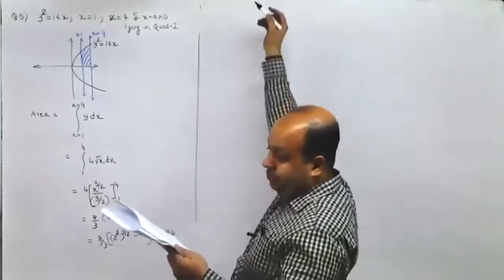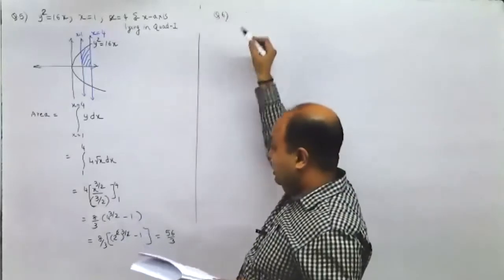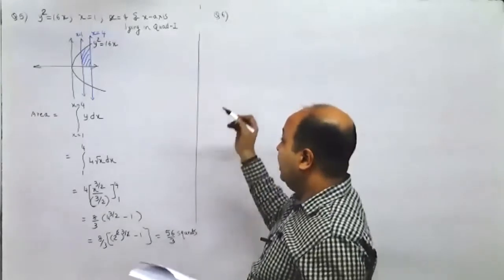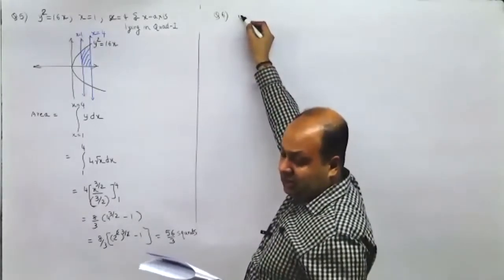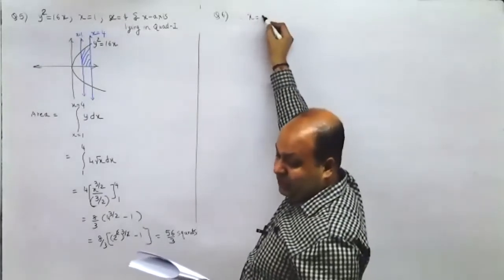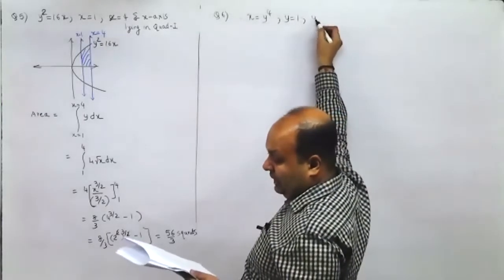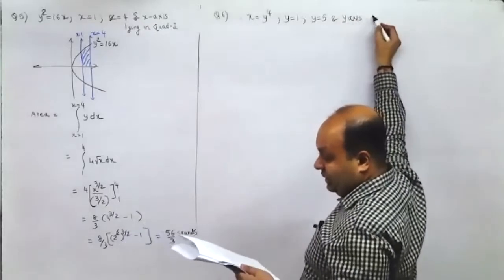Next. All are in square units, remember, when they are referred to area. X equal to, this should have been x equal to y raised to 4, y equal to 1, y equal to 5, and y axis in first quadrant.